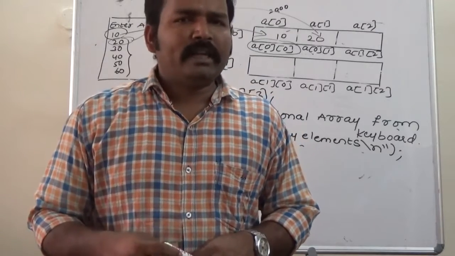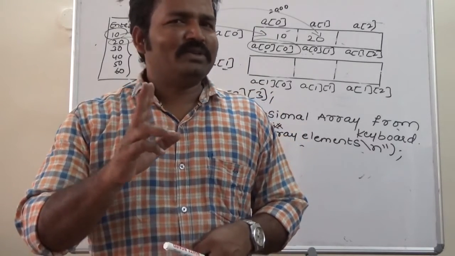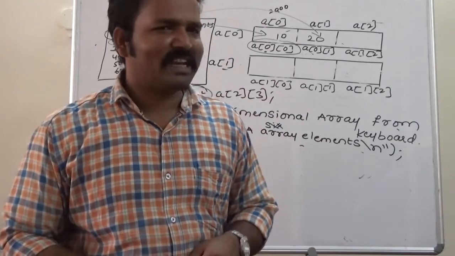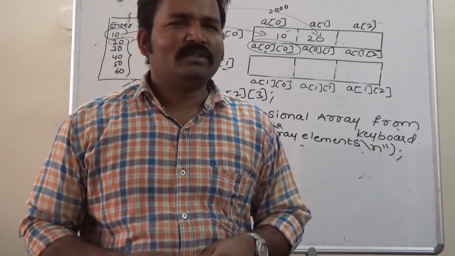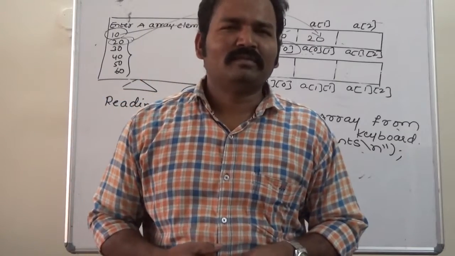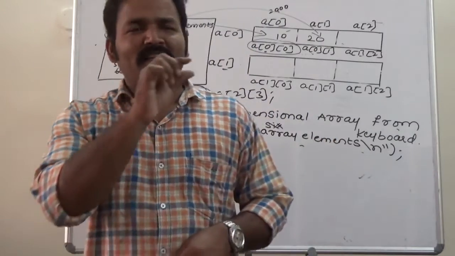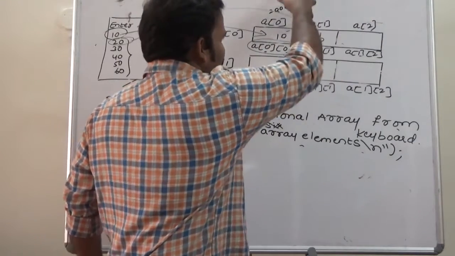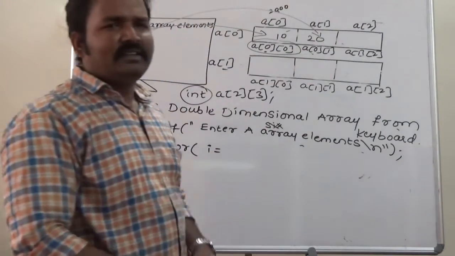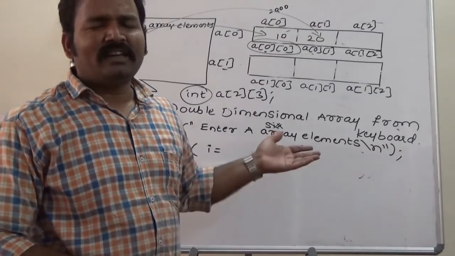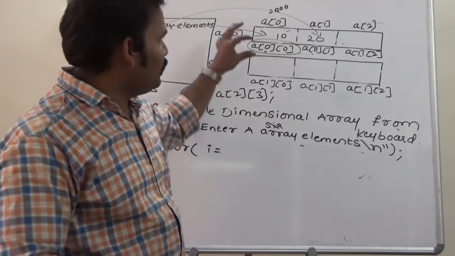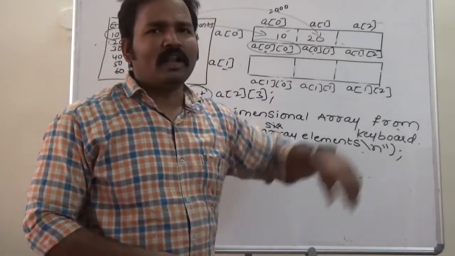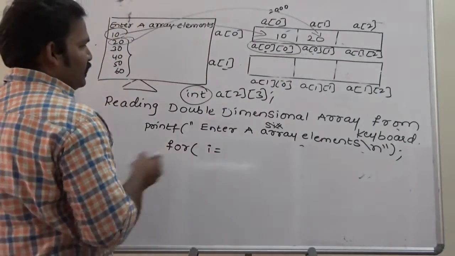To read double dimensional array elements, we have to use not one loop, sorry, we have to use two loops instead of writing the scanf statement repeatedly. So why are we using two loops? A double dimensional array represents rows and columns. That is the reason why we have to use two loops. One loop is used for rows and the other loop is used for columns.